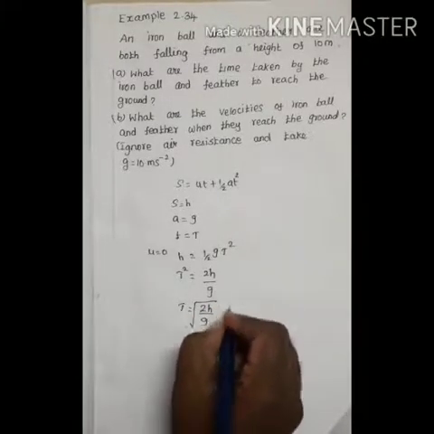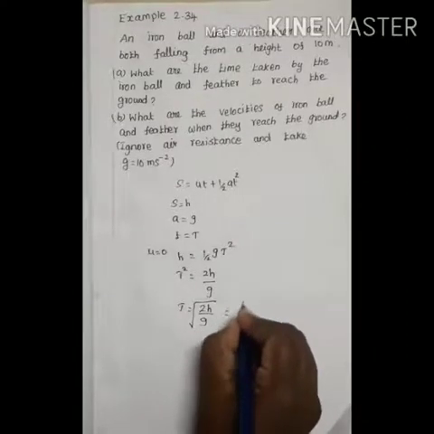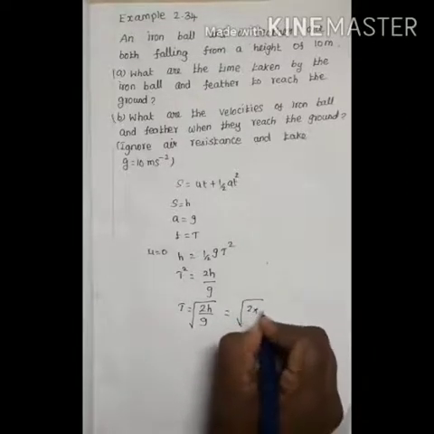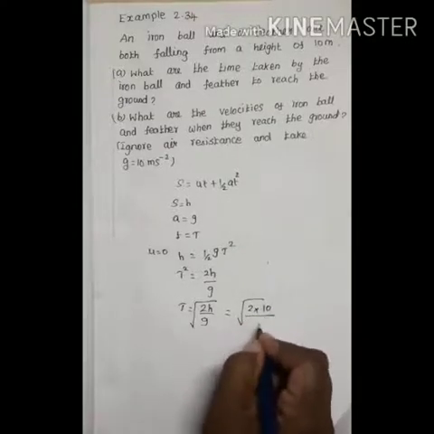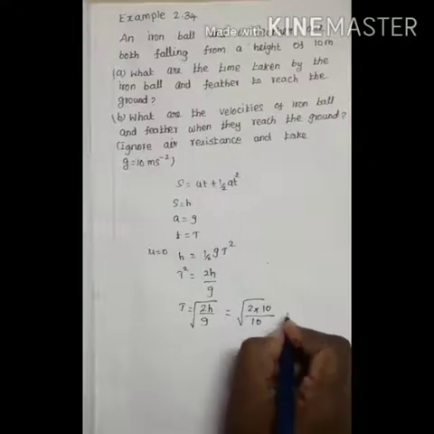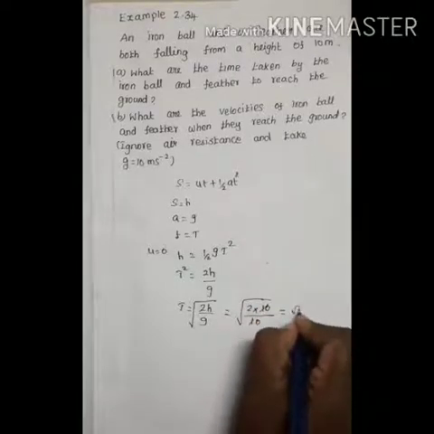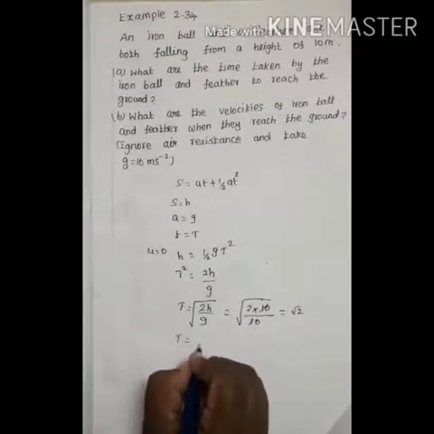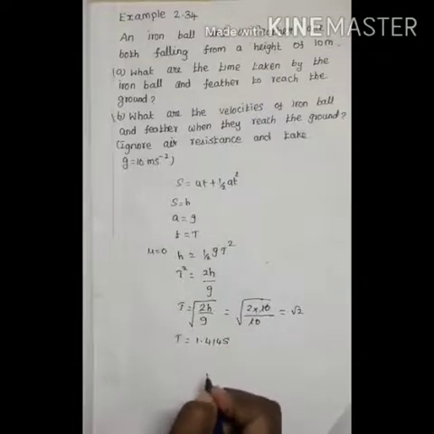Therefore, the h value and g value are substituted in this equation. 2 into height, which is 10 meters, divided by the acceleration due to gravity, which is 10 meters per second squared. Therefore, the 10s cancel, and we get root 2, which is equal to 1.414 seconds. Both feather and iron ball reach the ground in the same time.